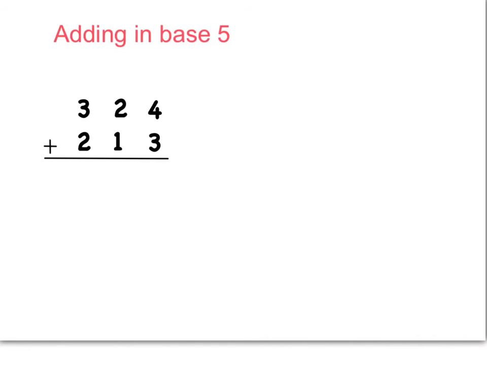Well, I know 3 plus 4 is going to be 7, but in base 5, I can't use that number. I can use 0, 1, 2, 3, and 4. Anything above 4 needs to go to a new place value. So I am going to need to carry over a value of 5.